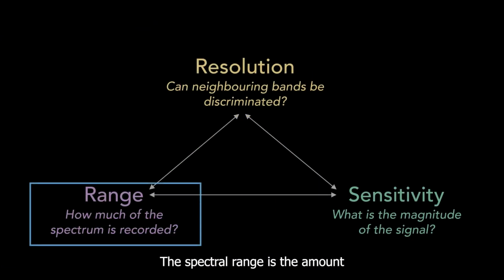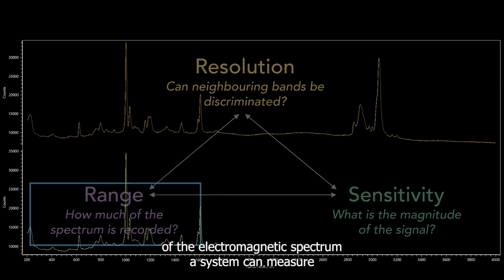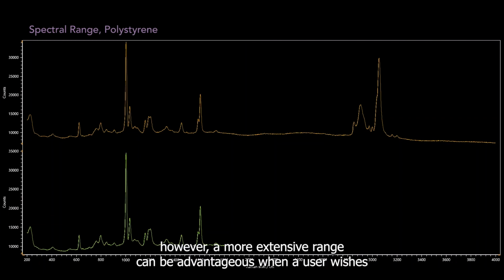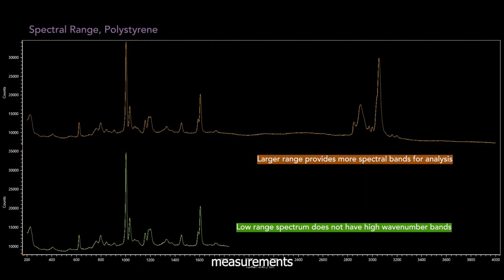The spectral range is the amount of the electromagnetic spectrum a system can measure. Large spectral ranges are not commonly required. However, a more extensive range can be advantageous when a user wishes to detect high wave number Raman peaks alongside the fingerprint region, or even configure a system for photoluminescence measurements.